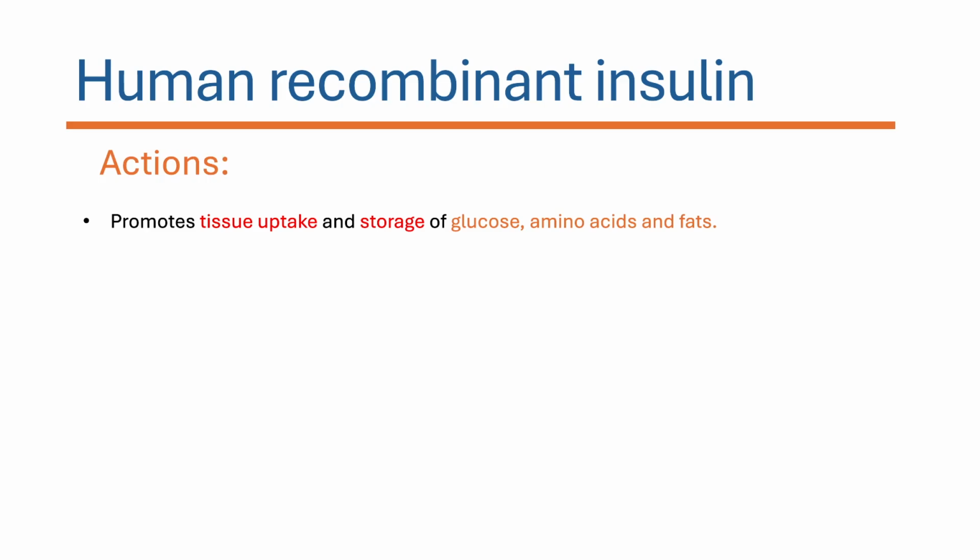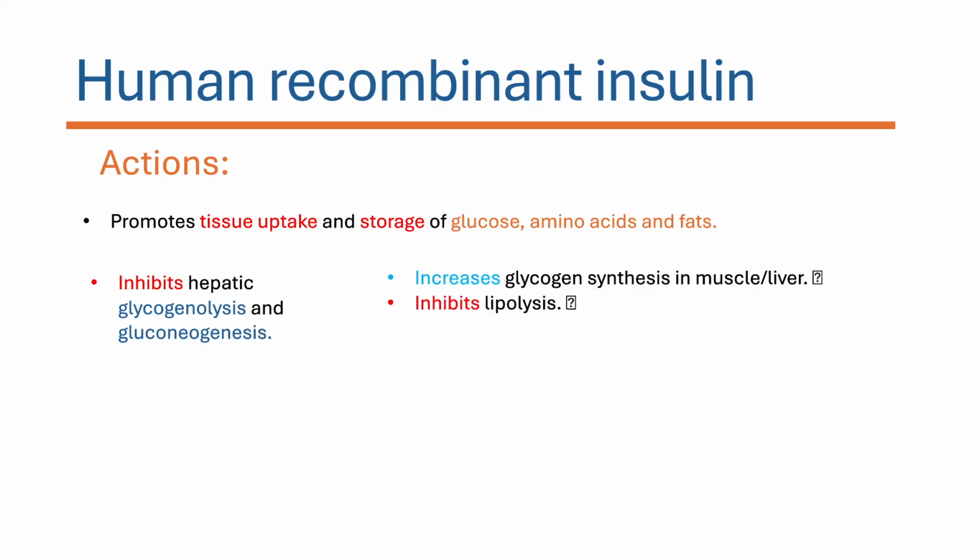So basically the insulin which you give externally, which is a human recombinant insulin, is helpful in promoting the tissue uptake and storage of glucose as well as amino acids and fats. Along with that, it also inhibits hepatic glycogenolysis and gluconeogenesis, thereby decreasing the glucose levels. It also increases glycogen synthesis in the muscle as well as in the liver. It also inhibits lipolysis. So all these things will help in reducing the blood sugar levels.